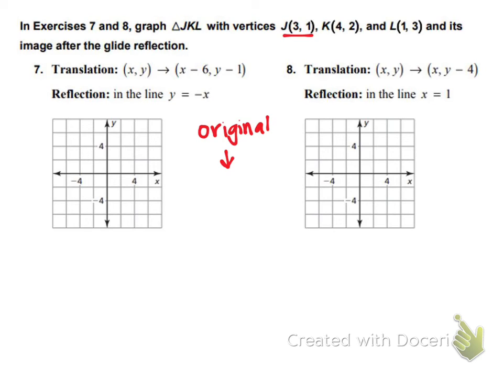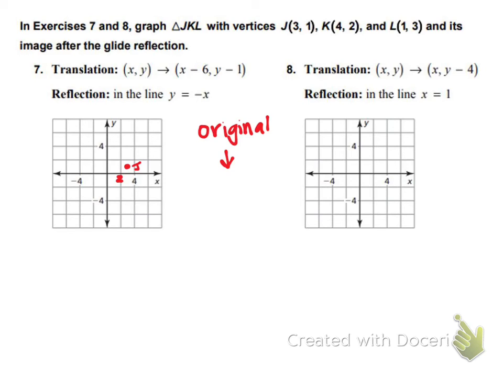So we got 3, 1. So remember, we're counting by 2s. So one whole box is 2. So if this is 2 and this is 4, halfway between it is 3. And then up 1, it'll be about here. I know it looks super weird. Let me get a smaller pen.